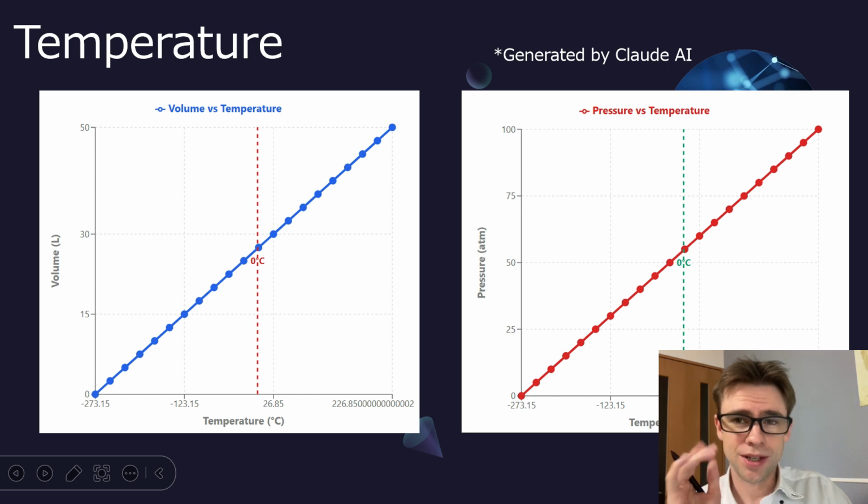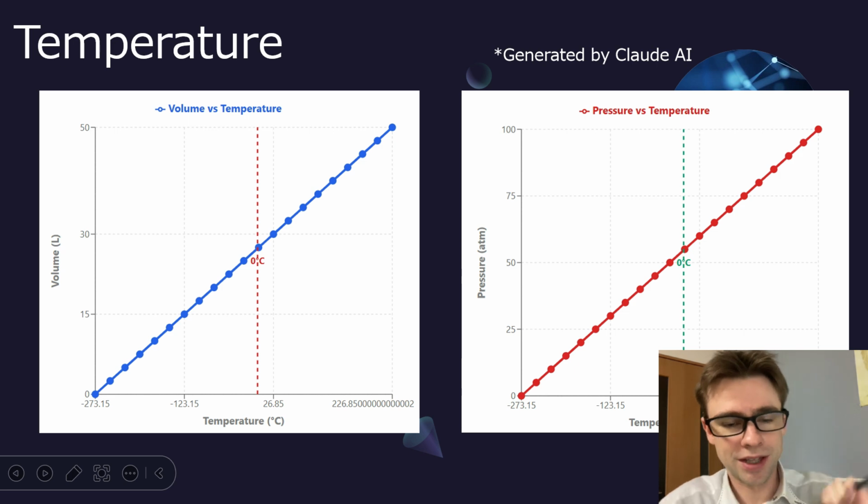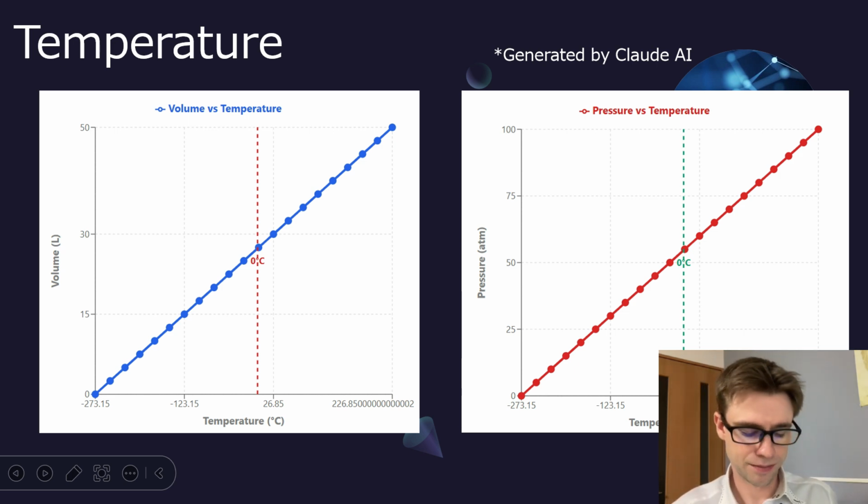Those statements assume that every other variable, such as number of gas particles or whatever, stays constant. And again, those statements rely on the fact that I would be talking about Kelvin temperature and not Celsius.